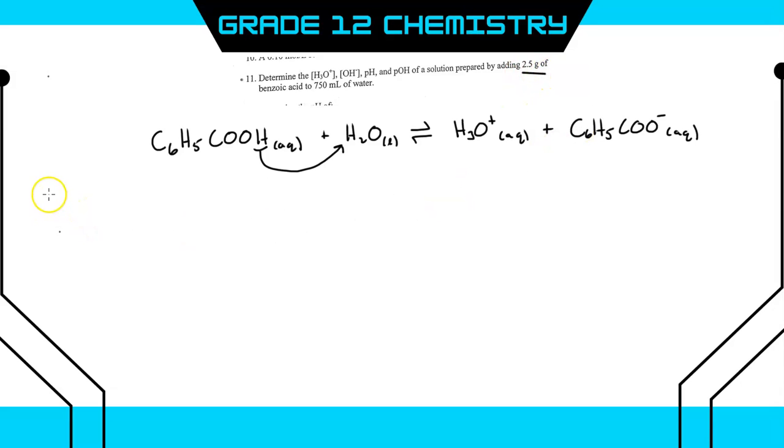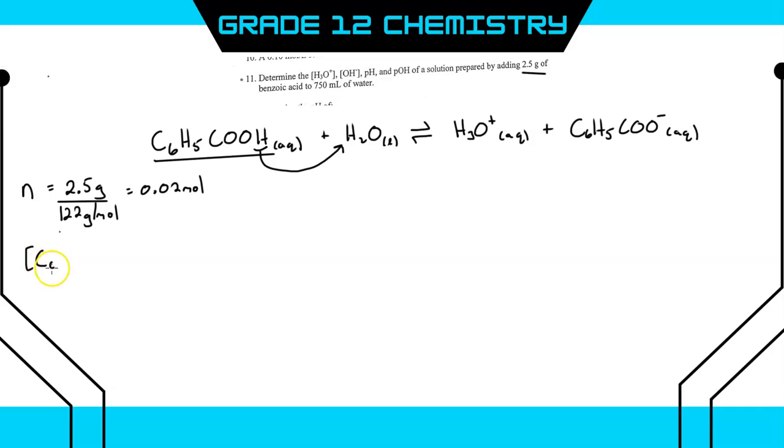All right, so just as before, we're given mass. So let's figure out how many moles that is. The number of moles of benzoic acid is going to be equal to mass, 2.5 grams, over the molar mass of benzoic acid. So we add up all those on our periodic table. We get about 122 grams per mole. So this gives us 0.02 moles.